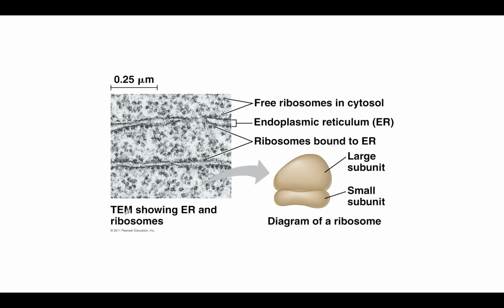electron microscope. In the cytosol, this ribosome is freely flowing in the cytoplasm. This dot, the ribosome, is not attached to the membrane. Therefore, we call this free ribosome in cytosol. And then this ribosome is attached to the membrane, so we call this rough endoplasmic reticulum.